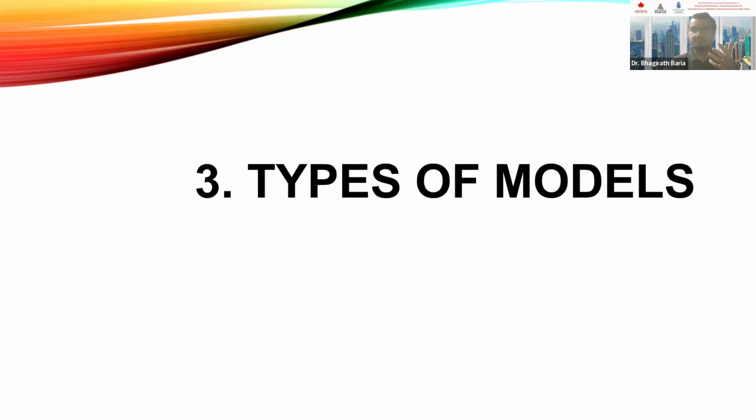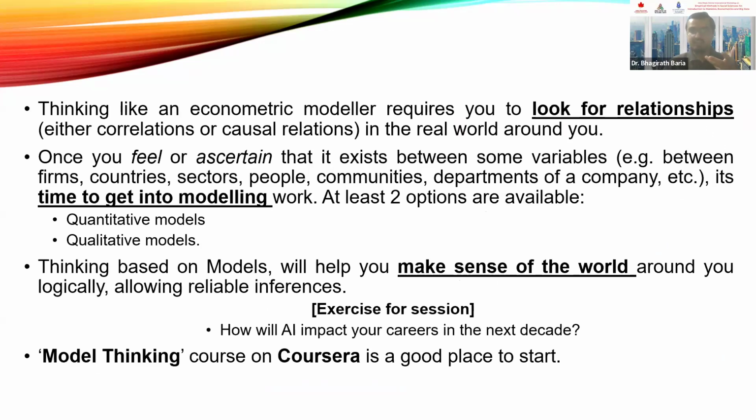Let's look at types of models that are very popularly used in econometrics. Thinking like an econometrician or a modeler means you look for relationships. Many times you don't know what the cause and effect relationships are. So what you do is you look at correlations, and from correlations you try to get some feel that there might be some causality or cause and effect relationship.